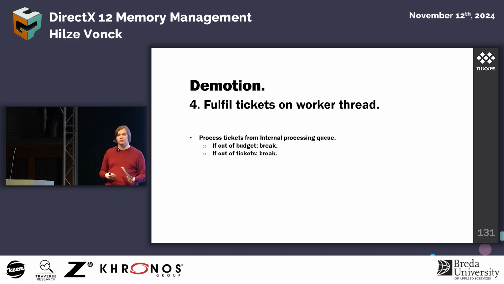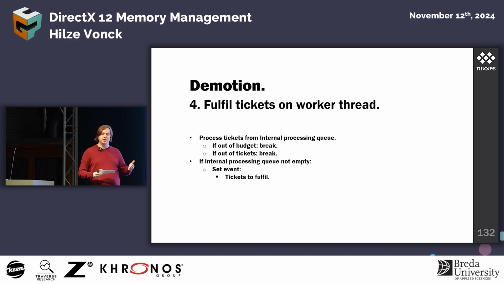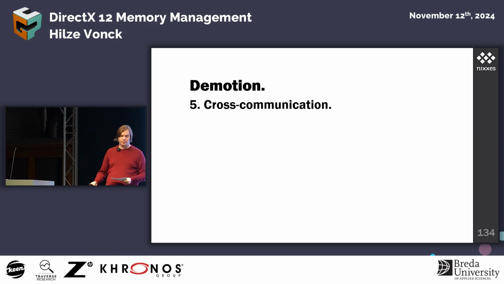So by ensuring that we synchronize pretty often, we can keep those down. Whenever we break out of the loop, we also manually set the tickets to fulfill event if we still have any tickets left in our processing queue. After that, we return to the beginning and then either wait indefinitely for the main thread to set the event again, or automatically continue if we set this event ourselves.